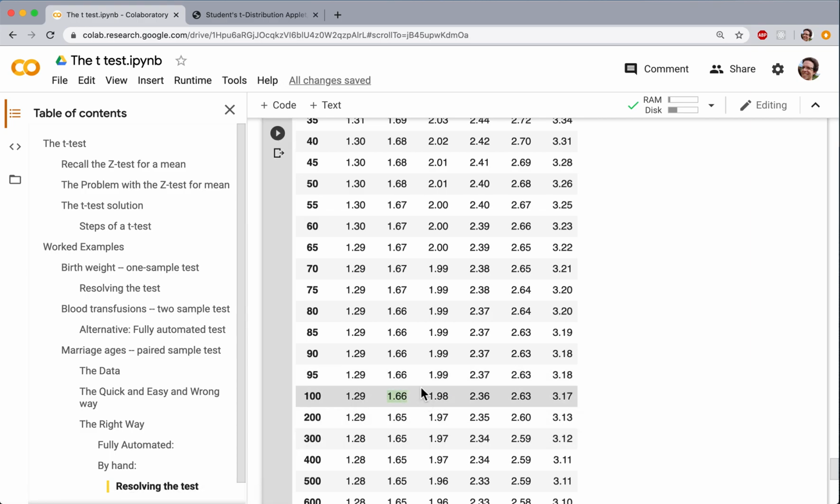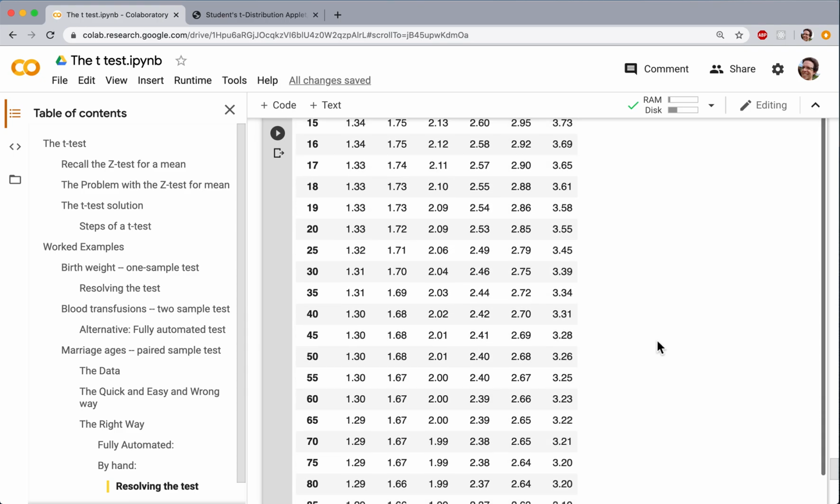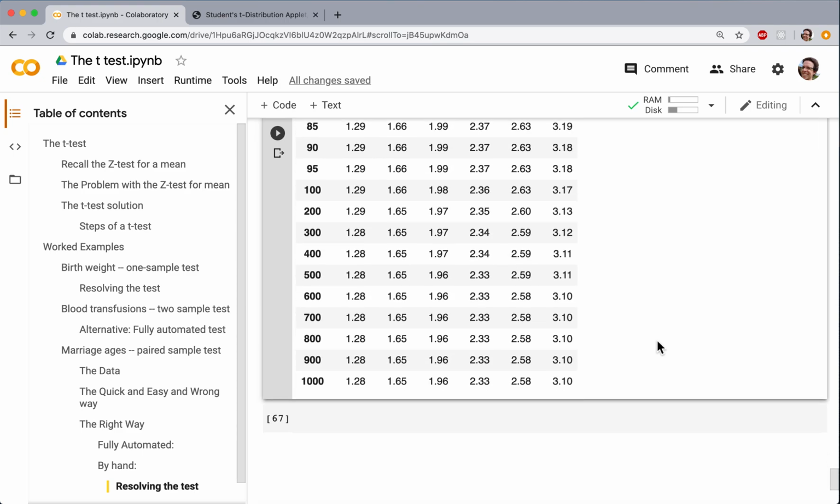This value is called the critical value. It is the value which the test statistic must beat in order for us to have a statistically significant result. Now, our test statistic is 5.8, which blows this out of the water and means that our result is strongly significant. So that's how we would resolve this by hand.